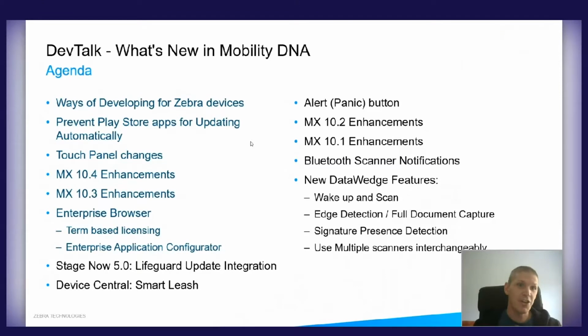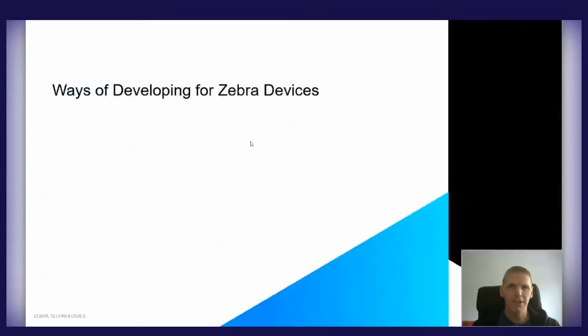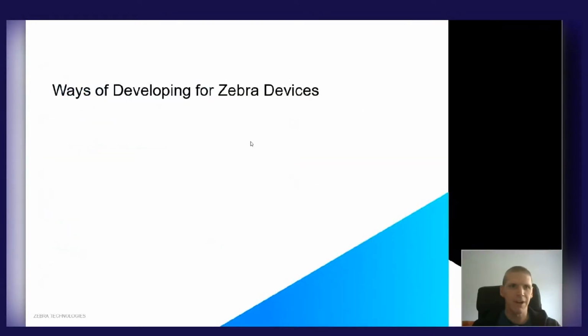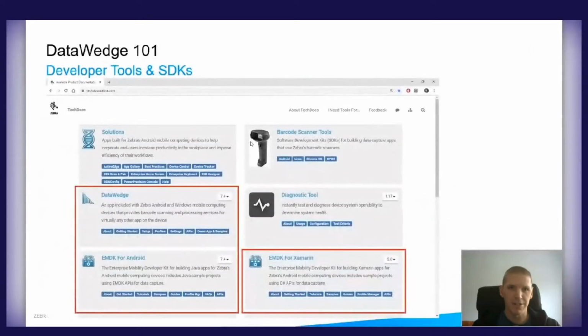I've added what's even newer in Mobility DNA, if you will, and that's the blue text. Honestly, that'll probably take us until the end of the presentation. If we've got any time left at the end, in addition to Q&A, then I will go over some of the more interesting topics that we had last time. But without further ado, let's talk about ways of developing for Zebra devices.